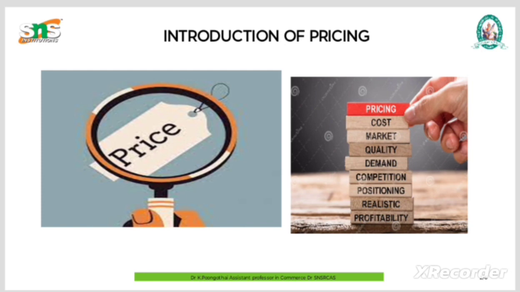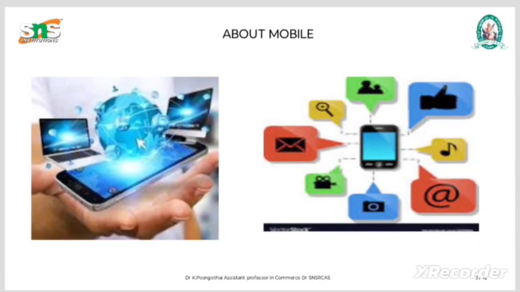So we have to fix a price such that every level of people can buy the product and enjoy its price. Like that only we have to fix our price. In this case study, it relates to a smartphone. Without a smartphone, nothing can be done here.